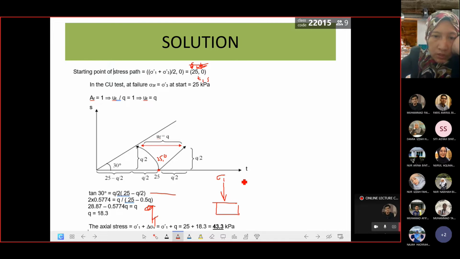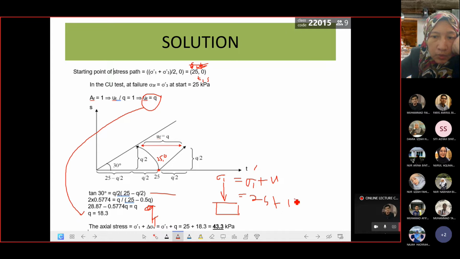So because of this one, dia ada effect of the pore water pressure. So sigma 1 sama dengan efektif 1 campur dengan U. Dalam kes ni dia dah bagi tahu U sama dengan Q. That's why we have to define what is the Q. Once you get the Q is 18.3, so you just tambah. Initial tadi ataupun effective stress sigma 1 kita dah tahu dah 25. 25 plus balik dengan Q iaitu 18.3. So the final axial stress yang dikenakan ke atas sampel ni adalah 43.3 kPa.